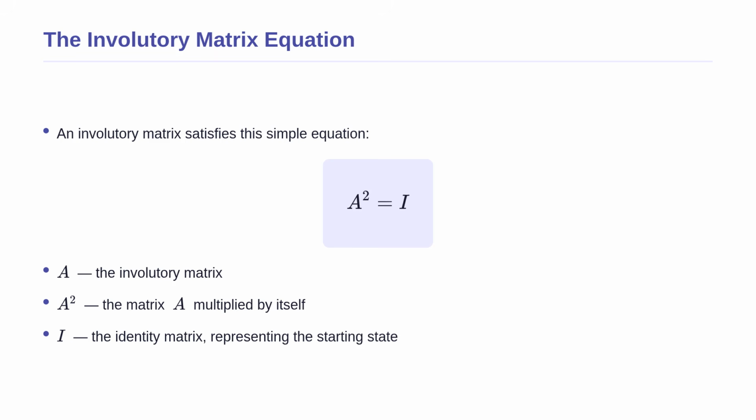Because A times A equals I, it immediately means that A is equal to its own inverse. If the matrix dimensions increase, the identity matrix scales up, but the double application always returns you to the start.